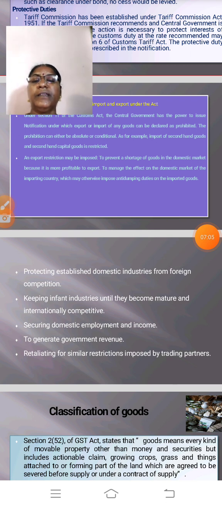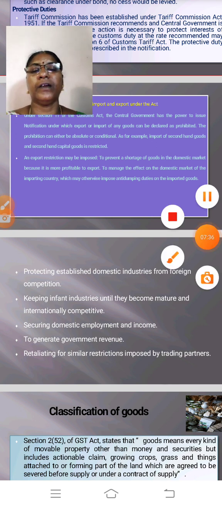The purposes are protecting established domestic industries from foreign competition, keeping infant industries protected until they become mature and internationally competitive, securing domestic employment and income, generating government revenue, and retaliating against similar restrictions imposed by trading partners. There is also a classification of goods.